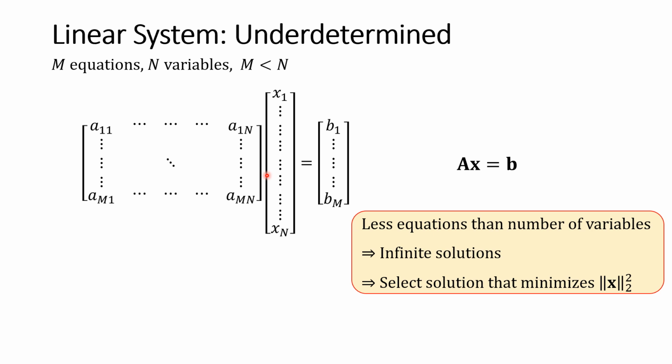On the other hand, this is an underdetermined system when m is less than n, so we have fewer equations and a greater number of variables. So this is what it looks like. So here we have an infinite number of solutions, x, and so we select the one that minimizes something.